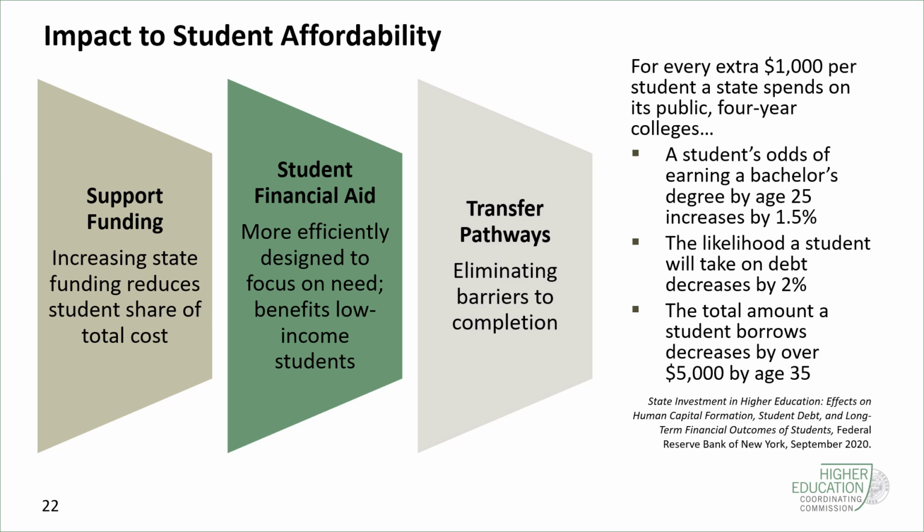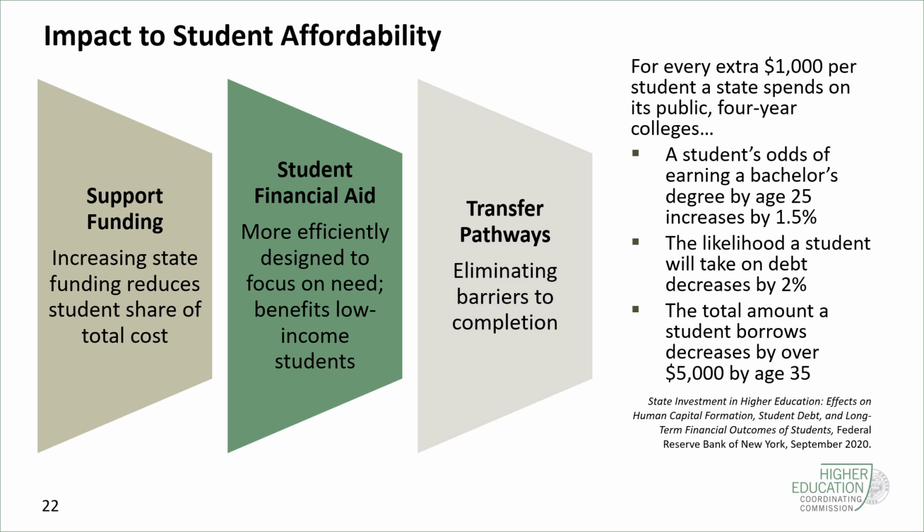More funding for the institution support will reduce the reliance on funding coming from the student and their family to pay for college. Another policy lever that we can use is student financial aid. So more efficiently designed financial aid programs that focus on economic need, financial need, will benefit low-income students and will improve student affordability. In fact, just recently, our Office of Research and Data here at the HECC published a review of the Oregon Opportunity Grant program, and the program has been shown to improve completion rates for low-income students, so it's worthy of additional state investment.